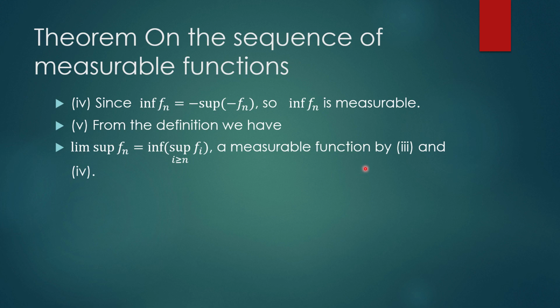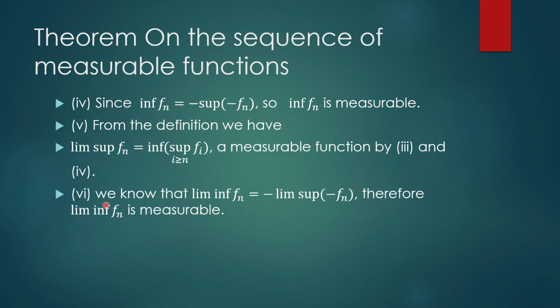So it is a measurable function by 3 and 4. Alright, so number 6, we know that again the limit infimum f_n is exactly equal to minus of the limit supremum of minus f_n. Since the right hand side is measurable, the limit infimum function is also measurable.